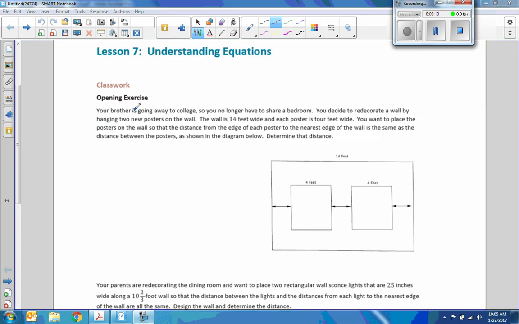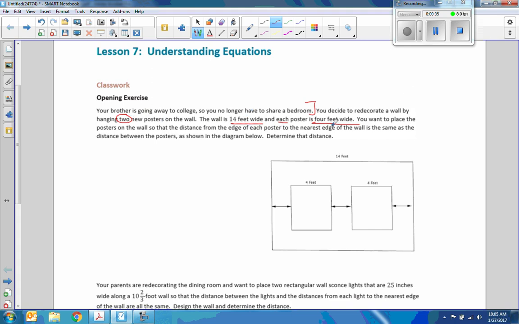Opening exercise says your brother is going away to college, so you no longer have to share a bedroom. Unnecessary information. You decide to relocate a wall by hanging 2 new posters on the wall. The wall is 14 feet wide. Each poster is 4 feet wide. Okay? 2 posters.